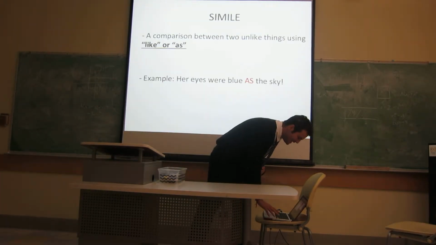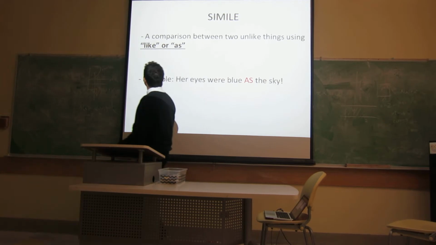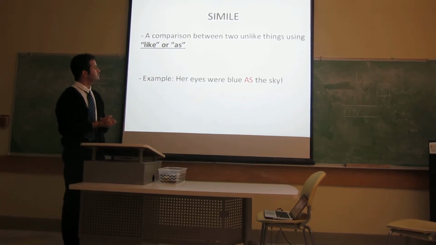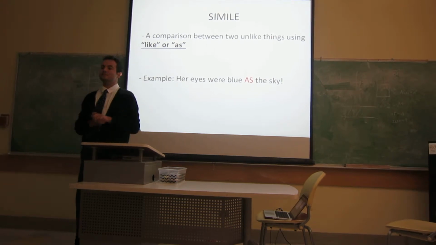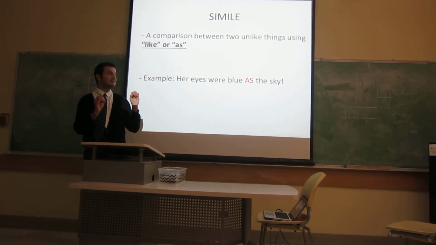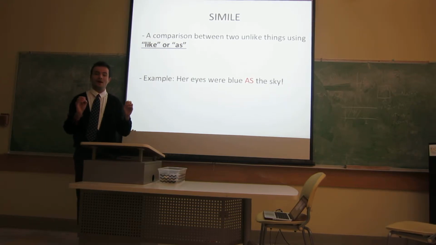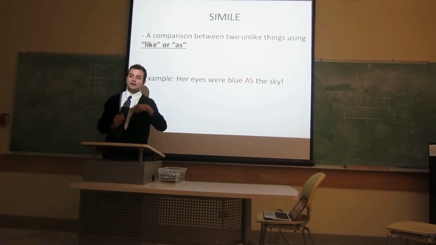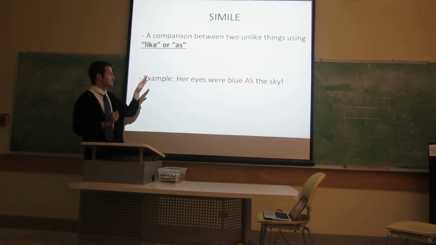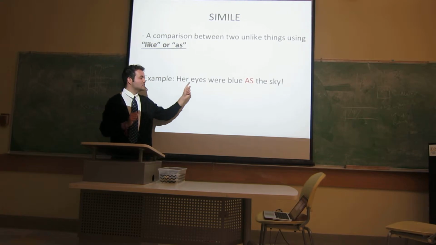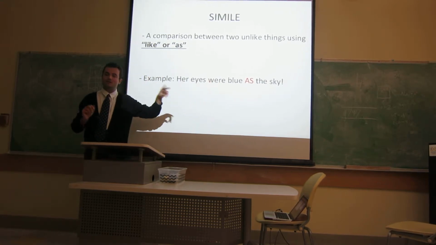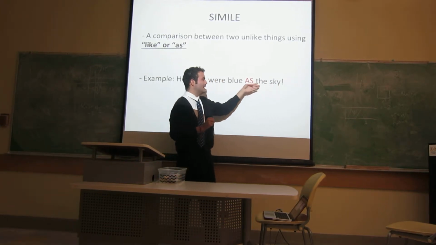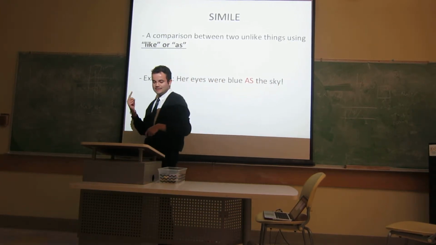So to start off, what is a simile? Can somebody read that top definition for me? A comparison between two unlike things using like or as. Yes. So a simile is a comparison between two unlike things, but what is key is that it has like or as. It's very important. It has like or as. An example of this is, her eyes were blue as the sky. So here we're comparing two things. We're comparing her eyes to the sky, but it has as, so it's a simile.